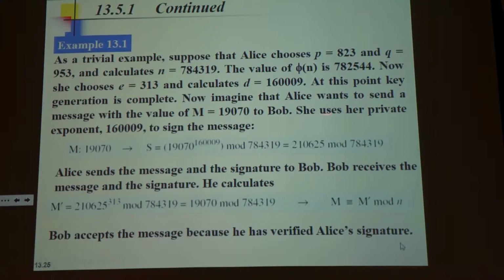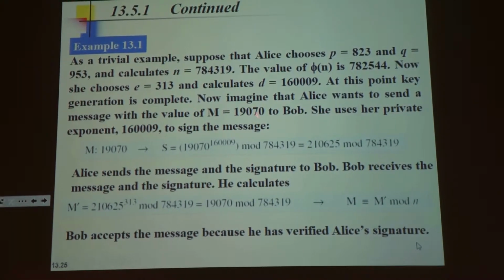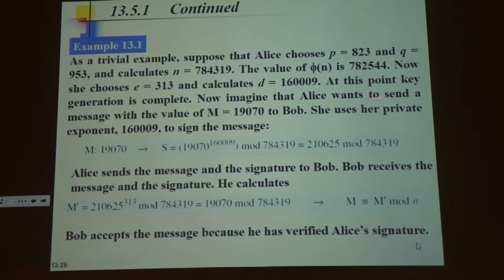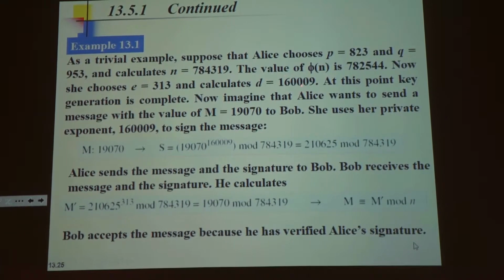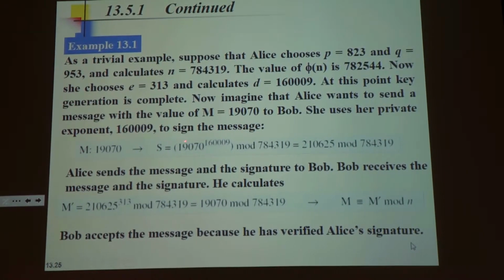Now imagine that Alice wants to send a message with a value of M to Bob. She uses her private exponent. What is the private exponent? It's D in here. So the signature is the message to the power of the private key, mod N, which will give you the signature. What's the signature? 210625.